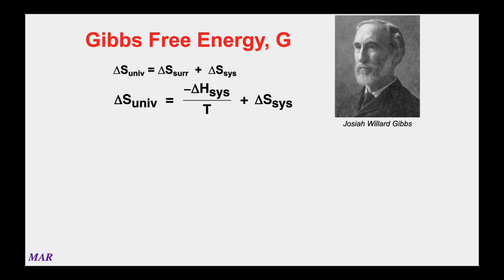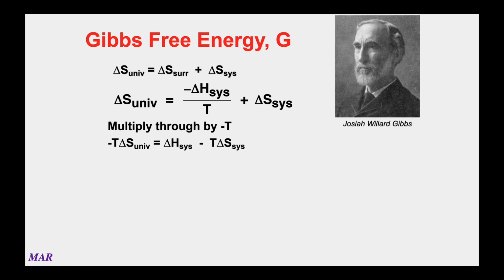Gibbs looked at the delta S universe equation and thought, well, that's nice, but as chemists, we use delta H all the time. So instead of using delta S of the surroundings, he put in negative delta H of the system over T. The advantage is that delta H of the system is delta H of products minus delta H of reactants, and chemists have always been really good at that. But obviously, this equation right now is kind of ugly: negative delta H over T plus delta S, pretty funky.